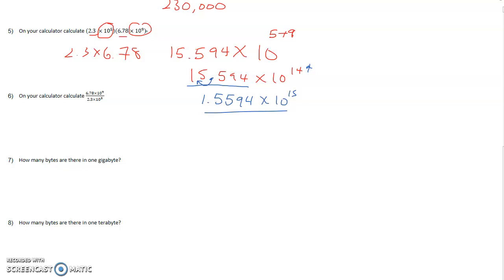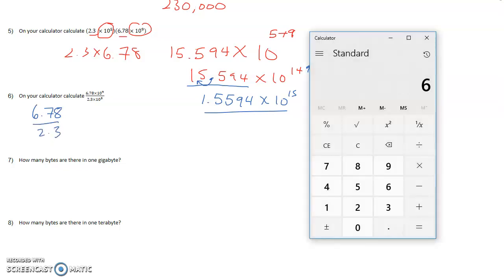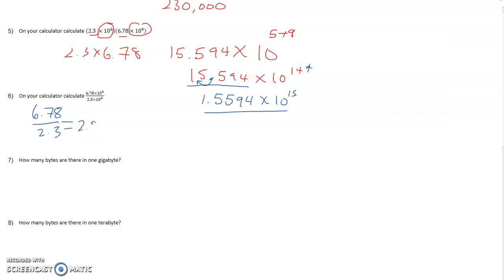So when we multiplied, we multiplied the numbers and then added the exponents. When we divide, we're going to divide the numbers. So we're going to do 6.78 divided by 2.3. We're going to have to round this, so I'm going to round it to 2.95. And then with our exponents, it's going to be times 10 to the, and we're going to subtract the 5 from the 9. So our final answer here is 2.95 times 10 to the 9 minus 5, which is 4.